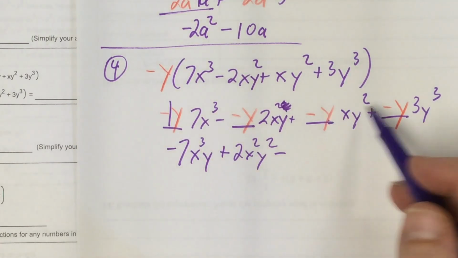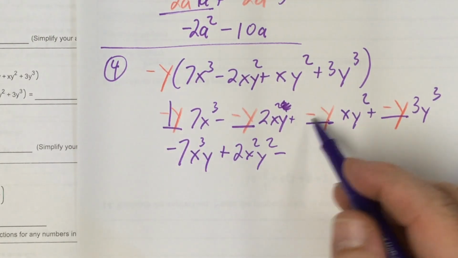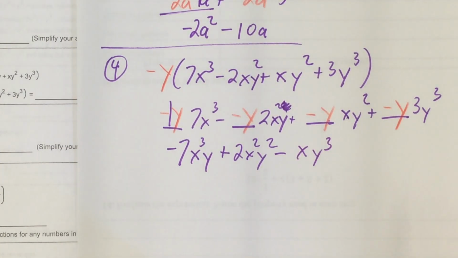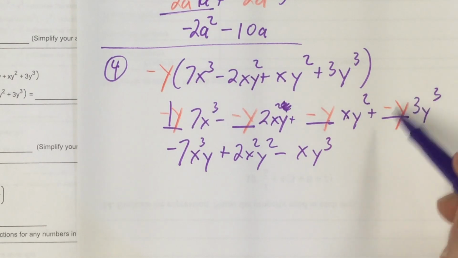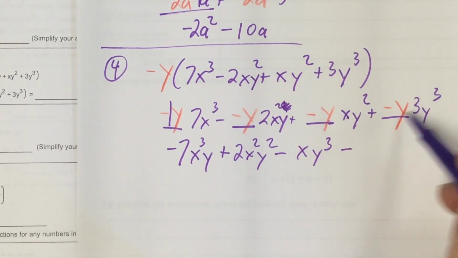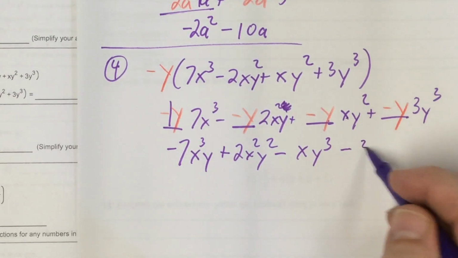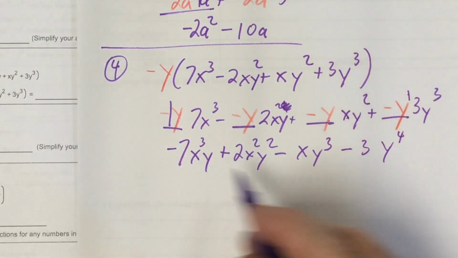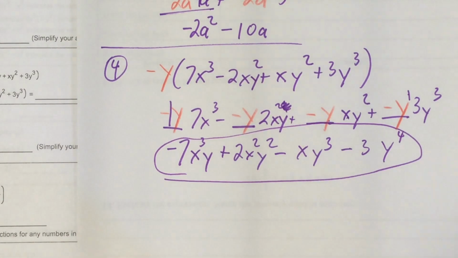So I have negative y times xy squared. That'll give me negative x and then y to the third. And then the last part here is going to be plus or minus, which would be minus y times 3y to the third, or just 3y, 1 plus 3y to the fourth. And that gives me the final answer for question 4.